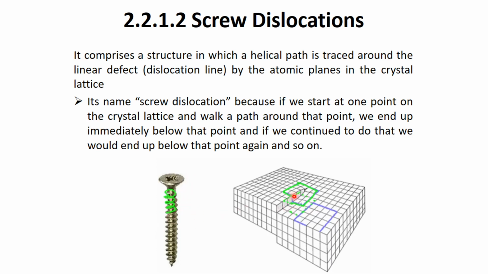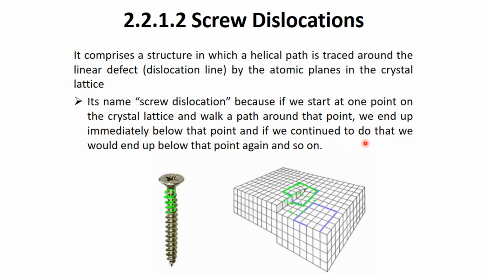So you can see this type of defect or dislocation happens when we move from one plane, and when we cover the 360 we happen to be below that point. Its name is screw dislocation because if we start at one point on the crystal lattice and walk a path around that point, which can be seen with the green color, we end up immediately below that point.